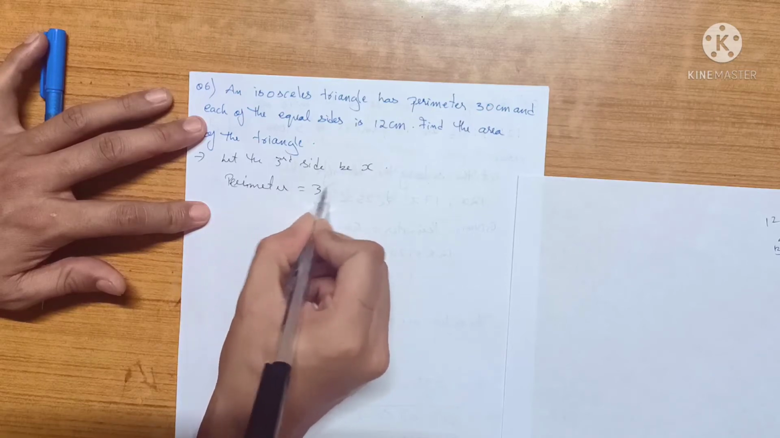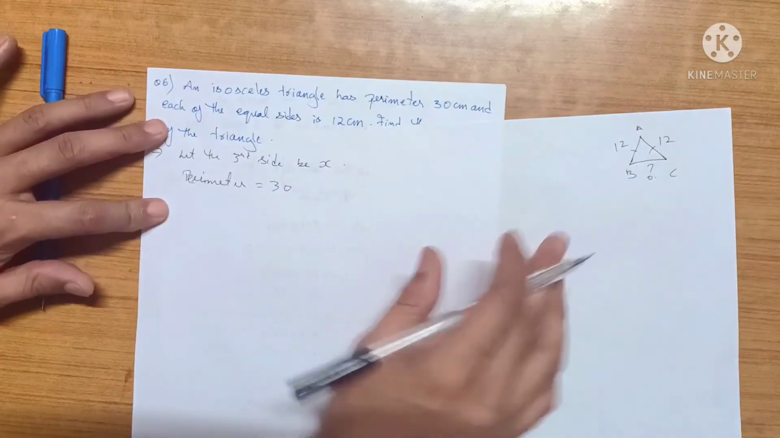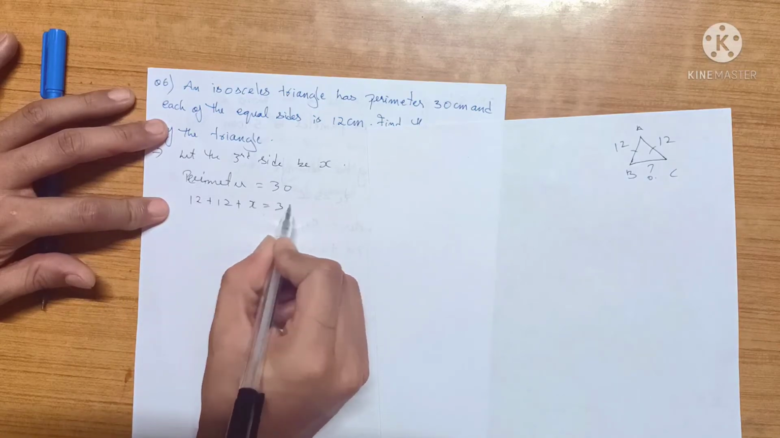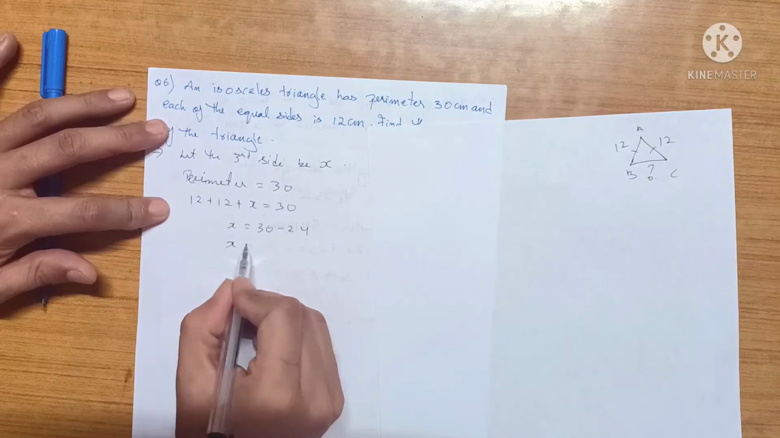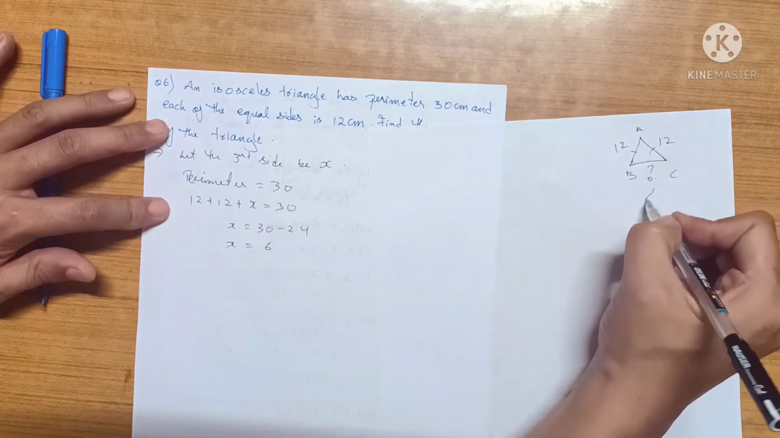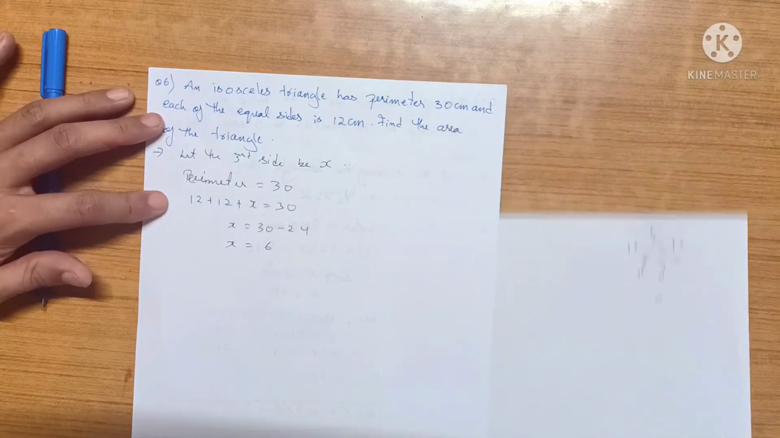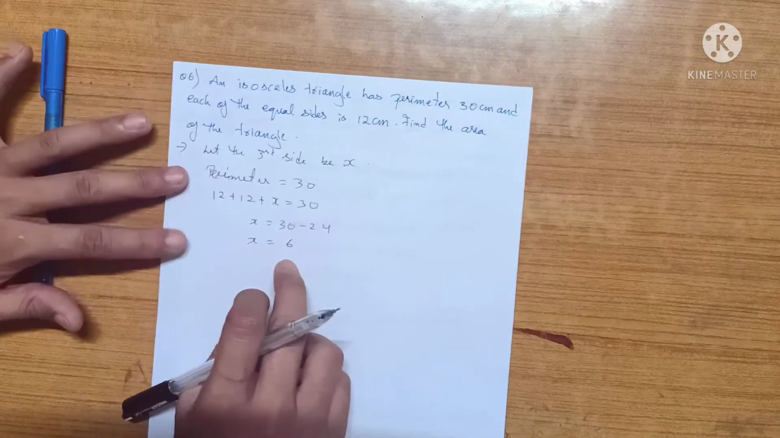So perimeter, they gave us 30, which means if the equal sides are 12 and 12, we'll be getting 12 plus 12 plus x equal to 30, x equal to 30 minus 24, x equal to 6. So which means the third side is 6. Okay. So we have all three sides. Two are 12, and the other one is 6.